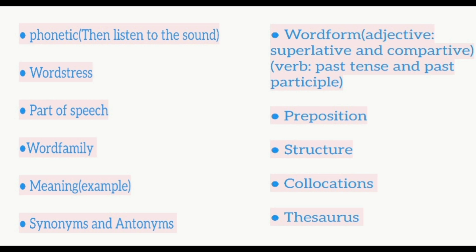Let's get started. So, the question is, which dictionary should students use? Can they use a translation dictionary that converts words into their native language? No, absolutely not. That's the wrong approach. Students should use an English-only dictionary, not a bilingual one. They need to learn how to understand meanings in English, not just translate words.